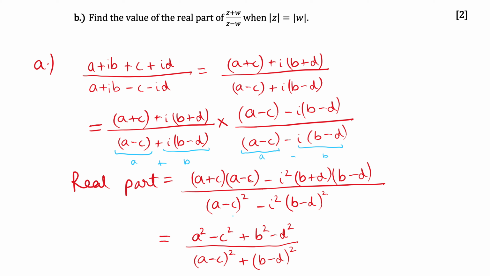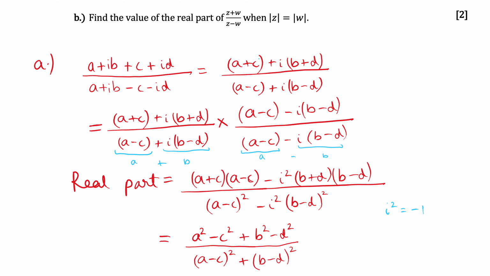Now to simplify the numerator, we can again use the difference of squares formula to multiply this. So we have a squared minus c squared plus, now why plus? Because i squared is equal to negative 1, so negative negative makes it positive. And we can again use the difference of squares formula, so this is b squared minus d squared, and this is divided by (a - c) whole squared plus, again i squared is negative 1, so negative negative makes it positive, so we have plus (b - d) whole squared, and this is the real part of (z + w)/(z - w).